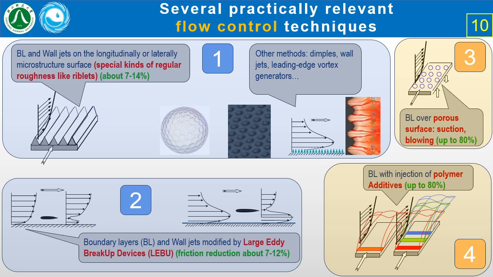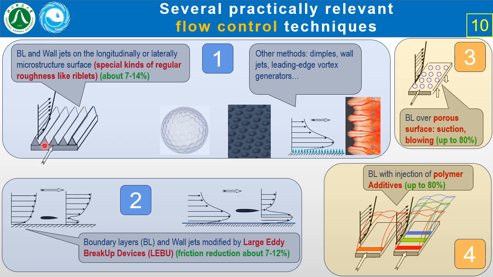It is a well-known fact that all flow control methods can be separated into two large groups, namely passive methods, presented here by sections 1 and 2, which don't require any energy for their realization, and active methods, presented here by sections 3 and 4, that can be used only if some additional energy is used.